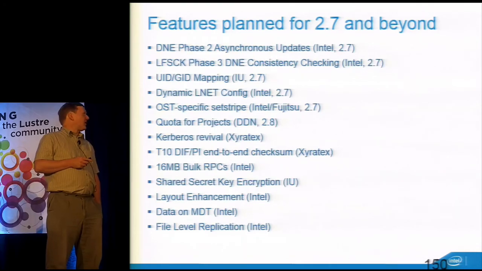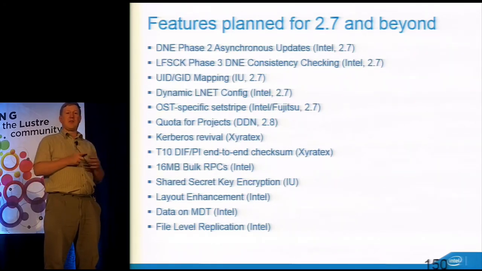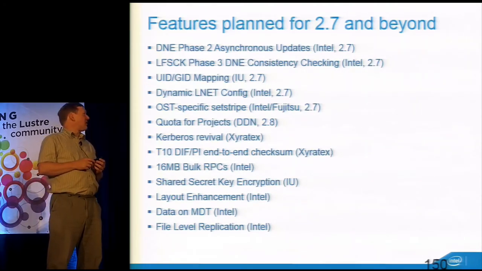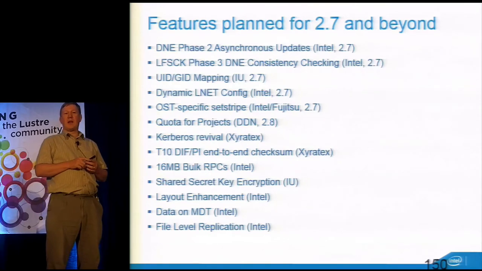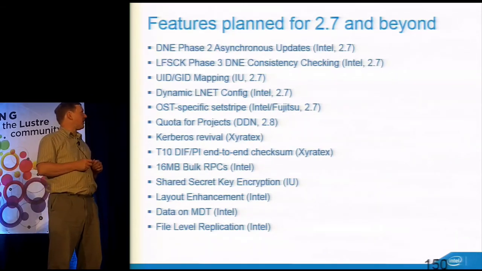LFSCK phase 3 is consistency checking for distributed, essentially remote directories on other MDTs or for striped directories on other MDTs. UID and GID mapping is a feature from Indiana University that is intended for WAN usage or where campuses are administered by different groups of users or administrators. On the server side, it will transparently map the user and group so that clients can have their own private view of what user IDs are. I can talk more about these in detail later.